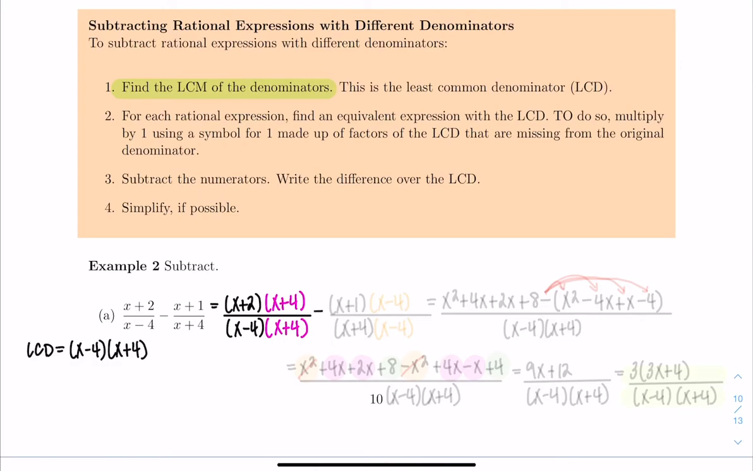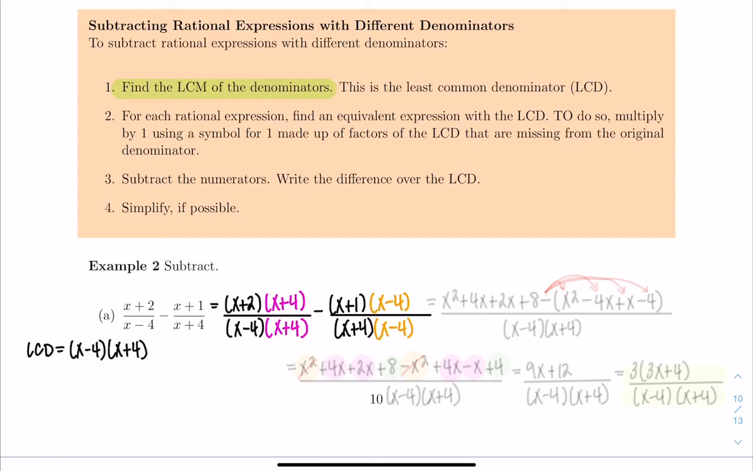In the second one, I have x plus 1 all over x plus 4. And the piece I'm missing from the LCD in this case is the x minus 4. And so what I do to the bottom, I have to do to the top.